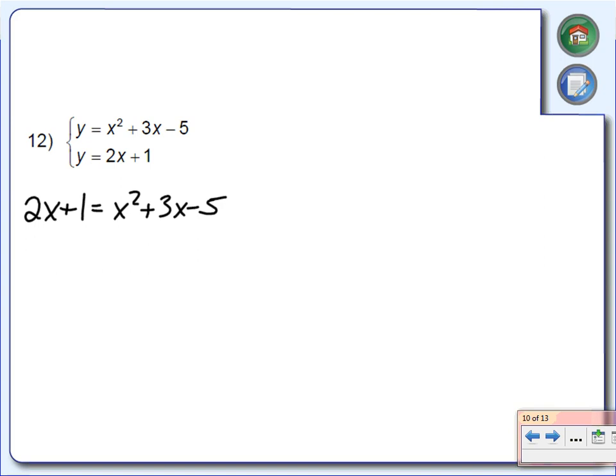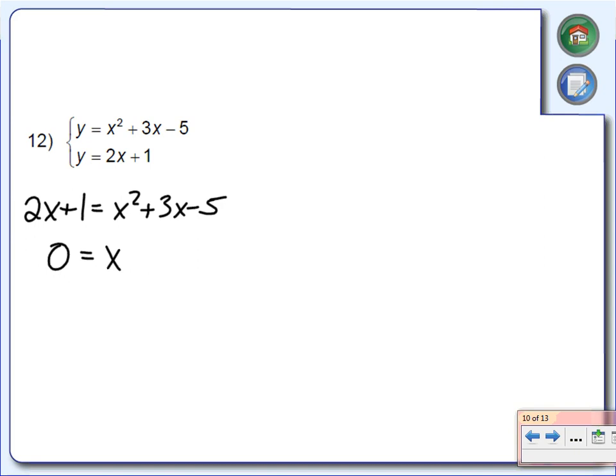From here, it's what we did yesterday. It's a matter of getting this thing equal to 0, which means I'm going to have to move the 2x to the right side, and move the 1 to the right side. This way, it's all equal to 0. So let's go ahead and do that.